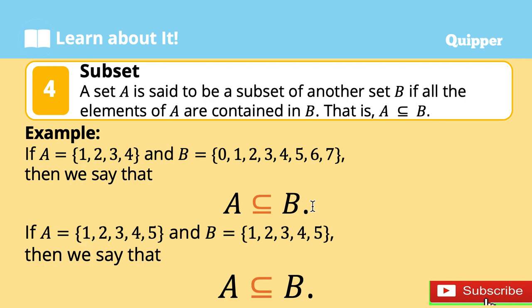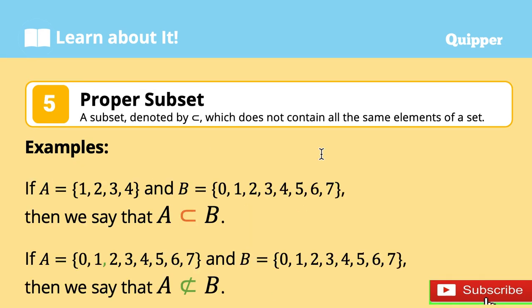Another example, if A is equal to {1, 2, 3, 4, 5}, and B is equal to {1, 2, 3, 4, 5} also, then we say also that A is a subset of B, even if they have the same elements. We can say A is a subset of B.